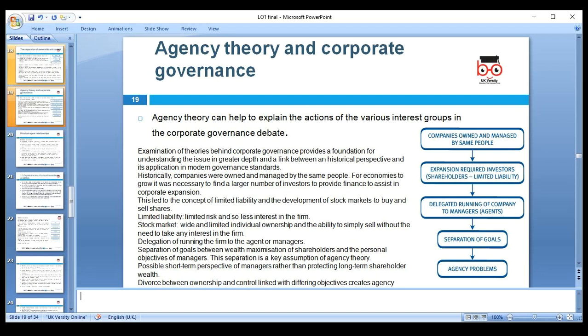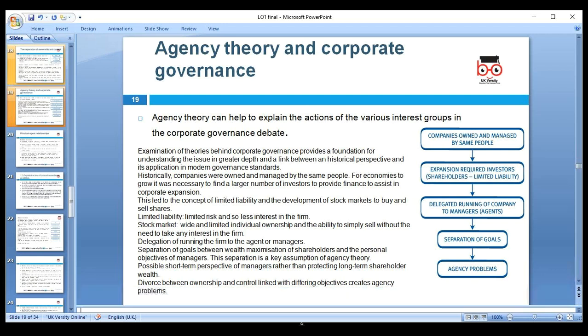Anybody? What is the last line it says? Divorce between ownership and control, linked with different objectives and agency. What is it? Divorce between ownership and control. Who is the owner? The shareholder. Yes. Directors control the company. They manage day to day. Yes, they have a different objective. What is the director's objective?